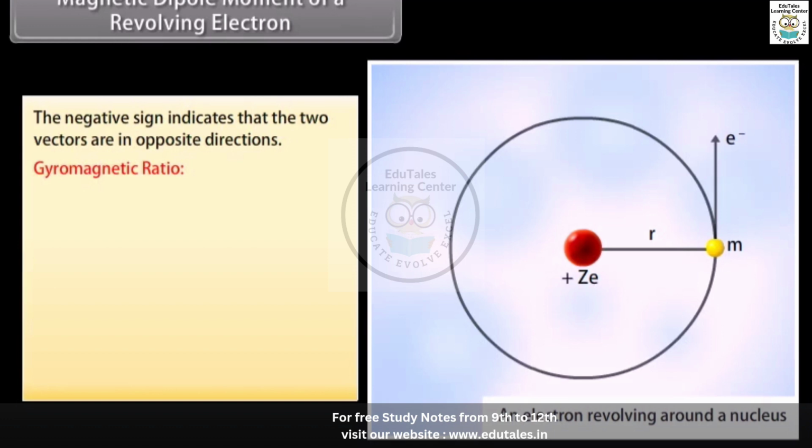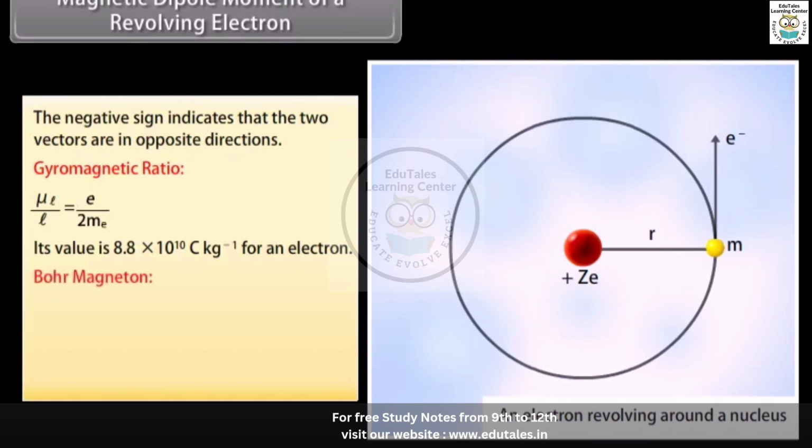Gyromagnetic ratio. mu_l upon l is equal to e upon 2 m_e. Its value is 8.8 into 10 raised to the power 10 coulomb per kilogram for an electron. Bohr magneton. mu_B is equal to e h upon 4 pi m_e. Its value is constant and equals 9.27 into 10 raised to the power minus 24 ampere meter square.